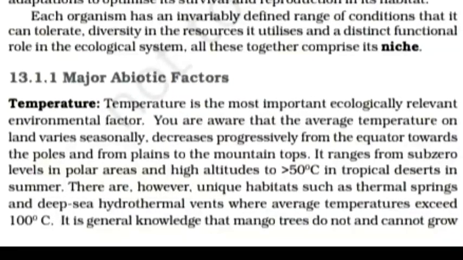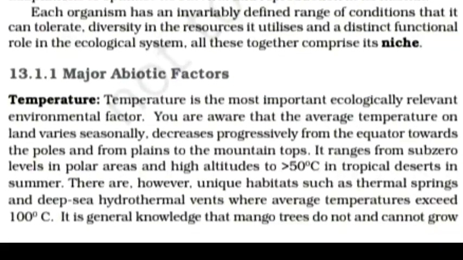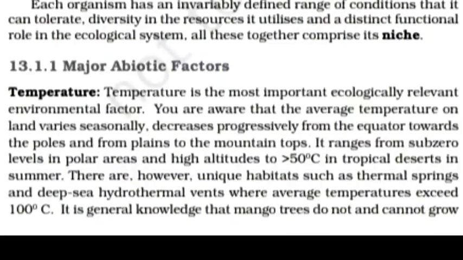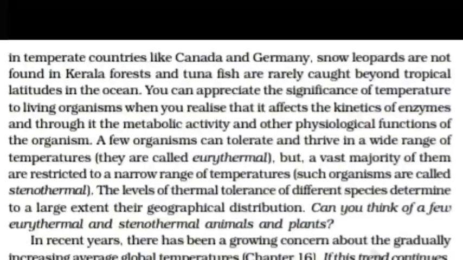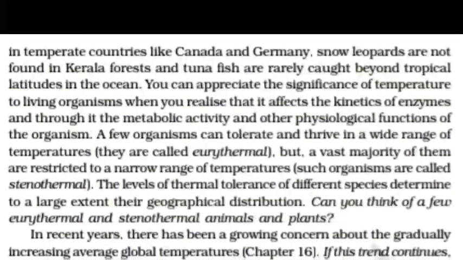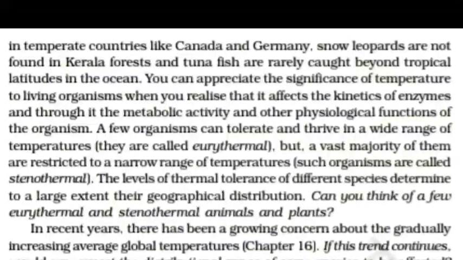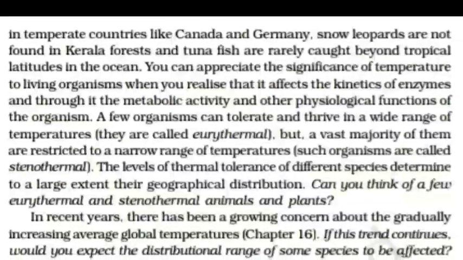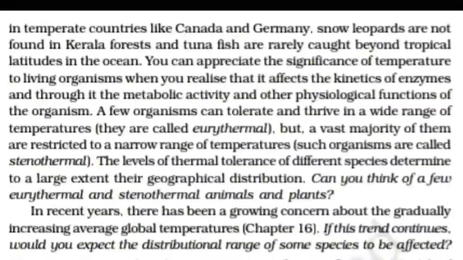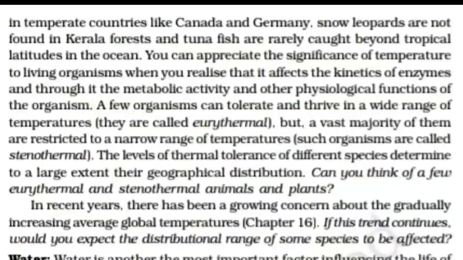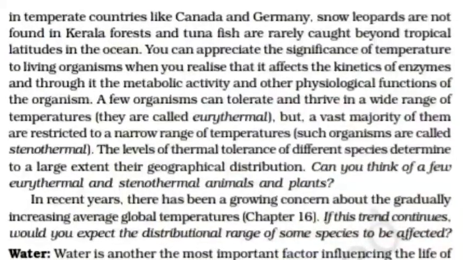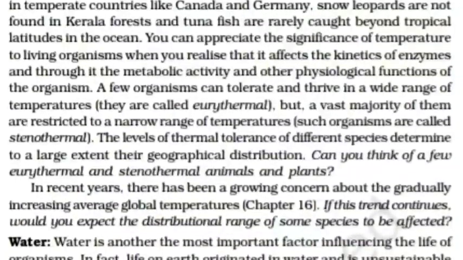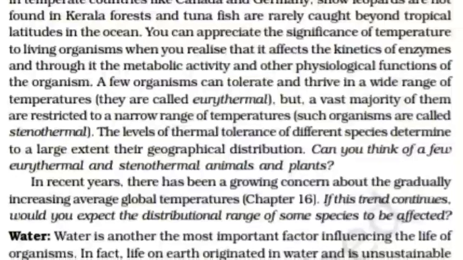There are, however, unique habitats such as thermal springs and deep sea hydrothermal vents where average temperature exceeds 100 degrees centigrade. It is general knowledge that mango trees do not and cannot grow in temperate countries like Canada and Germany. Snow leopards are not found in Kerala forests and tuna fish are rarely caught beyond tropical latitudes in the ocean. You can appreciate the significance of temperature to living organisms when you realize that it affects the kinetics of enzymes and, through it, the metabolic activity and other physiological functions of the organism.